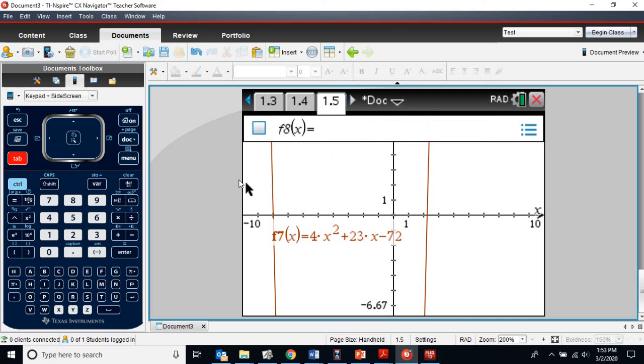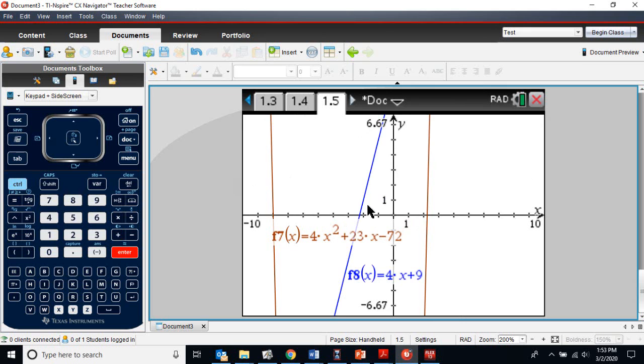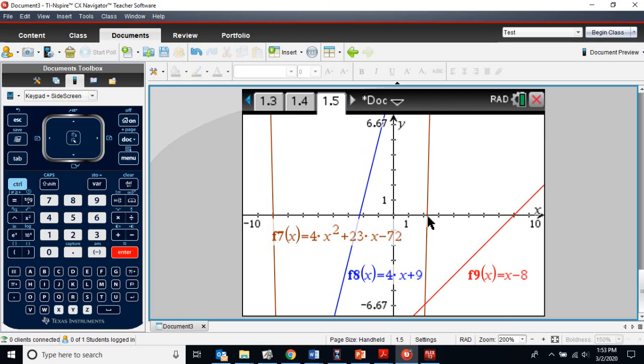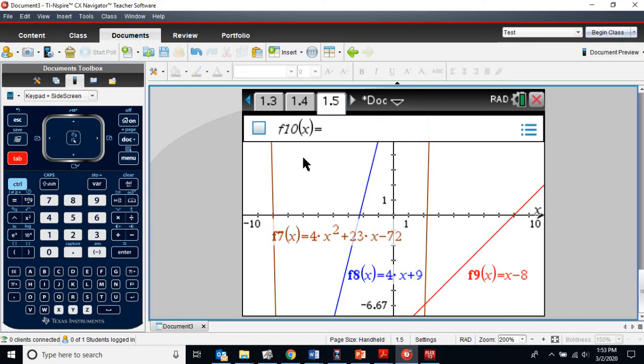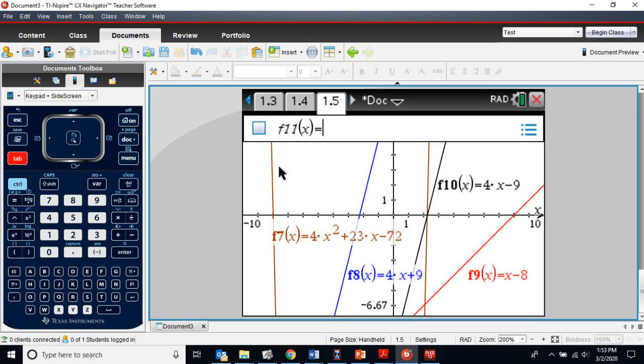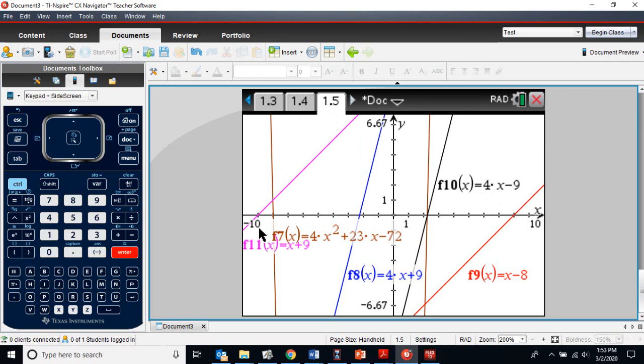Or you can press tab and you can type in 4x plus 9 doesn't cross at the 0. X minus 8 does not cross at the 0. 4x minus 9, well, there we go, crosses at the 0. And if I were to type in letter D, x plus 9 does not cross at the 0. So I can find my zeros by solving for 0, or I can use my calculator to look for that factor that crosses. So here my answer was 4x minus 9. Okay?